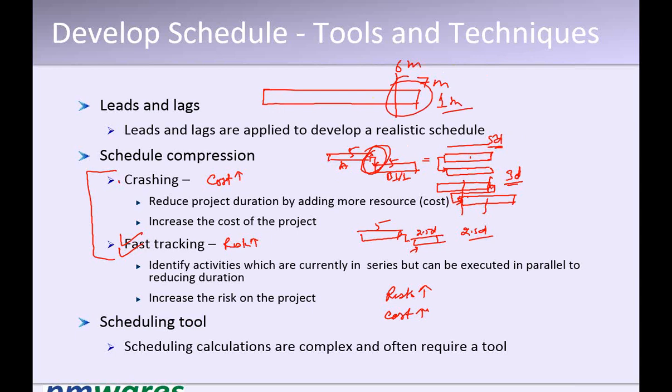But when you add the resource, it will increase the cost of the project. And when we add the resource, it will be called crashing, not fast tracking. When we add the resource, there are two ways of adding it. You can add the resource here also, or add one resource for here and one resource for here. So that is also a kind of crashing, though it looks like fast tracking.